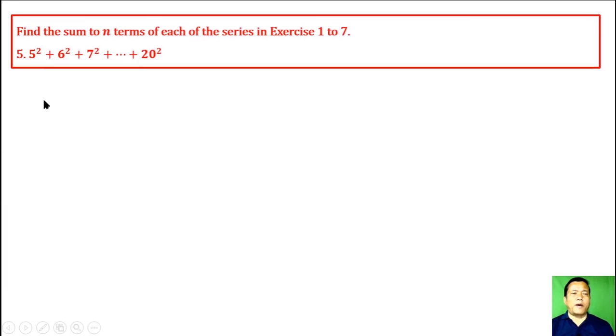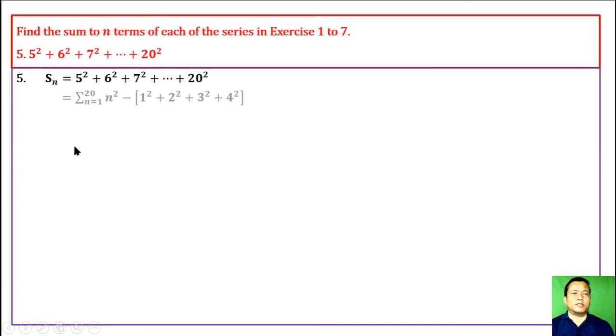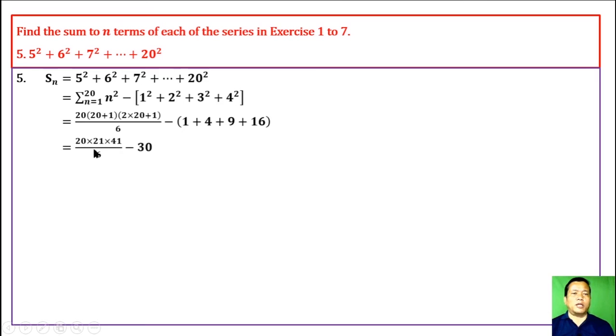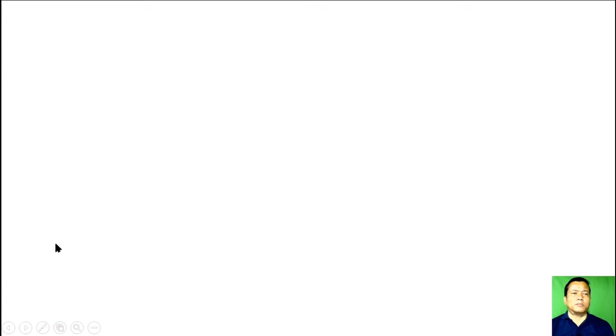Question number 5. 5 square plus 6 square plus 7 square up to 20 square. Sn is this. Therefore its summation is equal to the sum of the squares of the first 20 natural numbers minus the sum of the squares of the first 4 natural numbers, where n is replaced by 20. We get 20 into 20 plus 1 into 2 times 20 plus 1 by 6, whose value is exactly found out, and after simplifying we get 2840, which is the required sum.